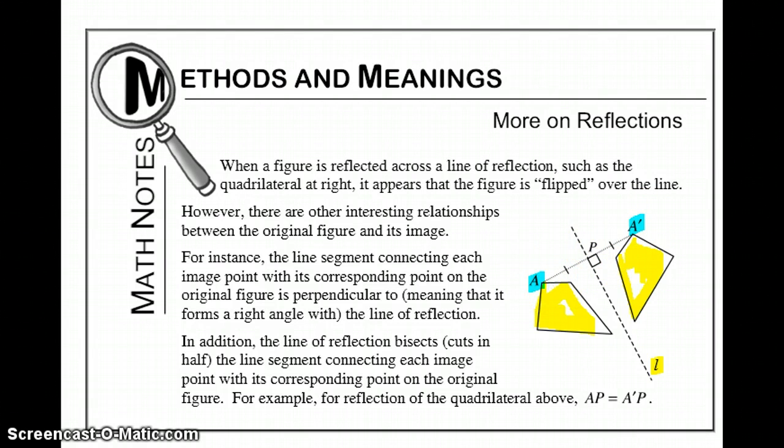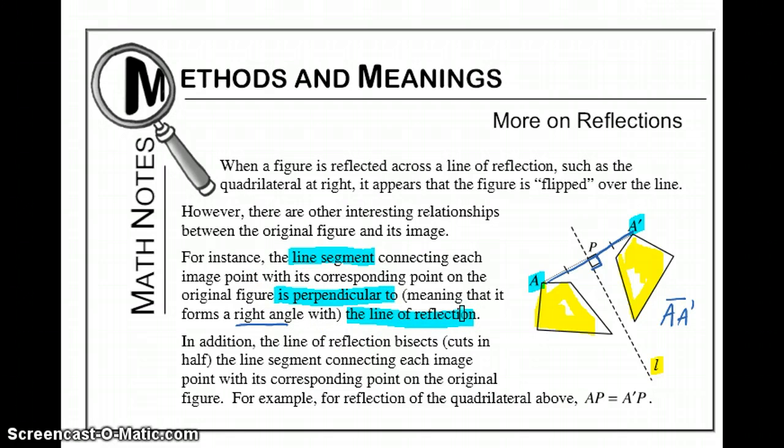So the line segment that's connecting those two, we could call that segment A A prime. It is perpendicular, meaning that it forms a right angle with the line of reflection. Okay, that's a very, very important characteristic to keep in mind. The line segment connecting each image point is perpendicular to the line of reflection.